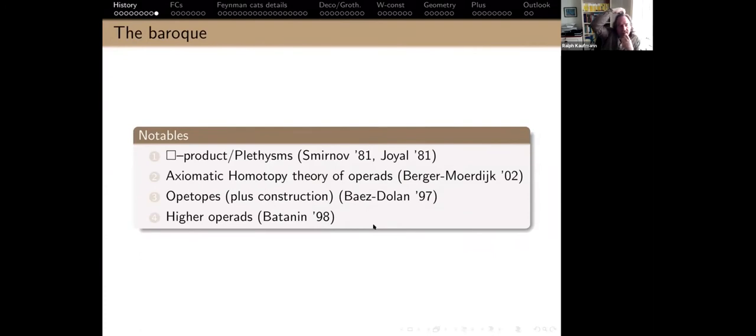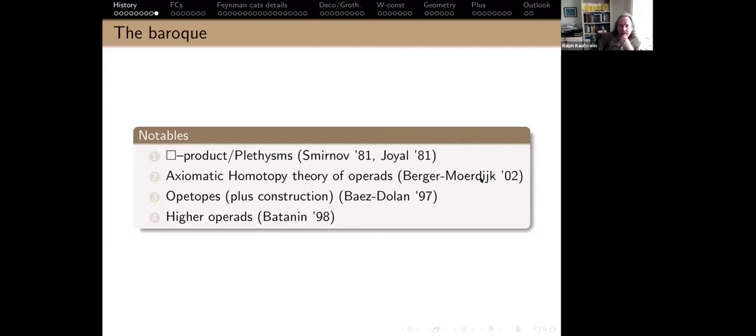Now, there are some other notable things which I didn't know how to put into the list, but they're very important. So actually, these plethysm products, they are older. Smirnov and Joyal looked at them already in the 80s, and there is a way to define. So I think I said that. I think it also goes back to the Getzler-Kapranov papers to define operads as monoids with respect to this product. And also props and so on. So you can read that in the handbook article by Markl.